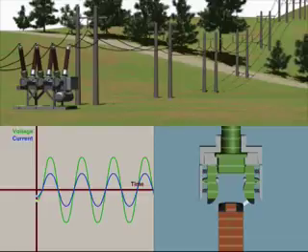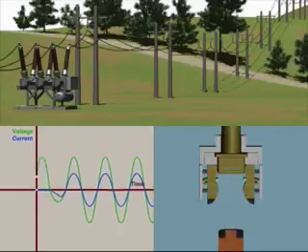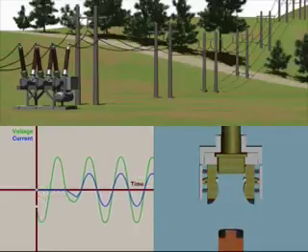The instant at which the arc has its lowest heat content, and is therefore easiest to extinguish, is at the natural current 0. At this point, the arc is quenched, and the current ceases to flow.